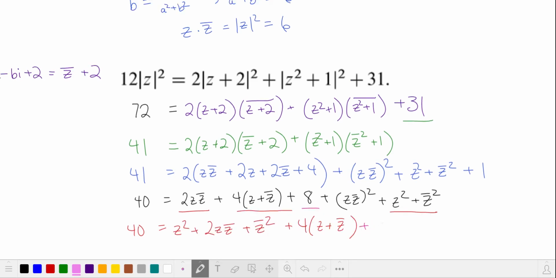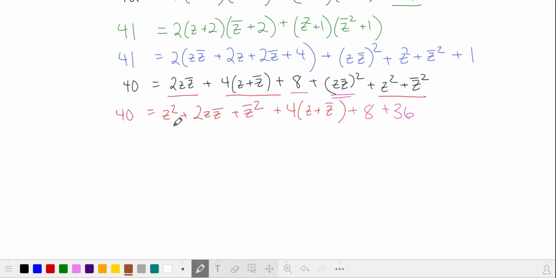We have this 8, and this is actually the square of z and its conjugate, so I can replace that with 36. This comes out nicely because now this is the square of z plus z bar, and then I have 4 times z plus z bar. 8 plus 36 is 44. I'm going to subtract 40, and I'm going to be left with 4 on this side.